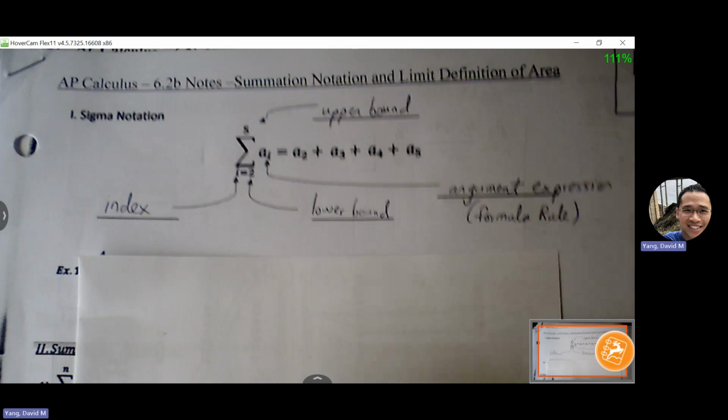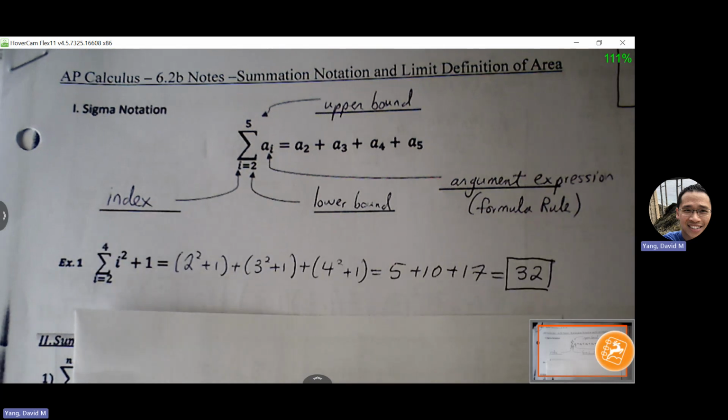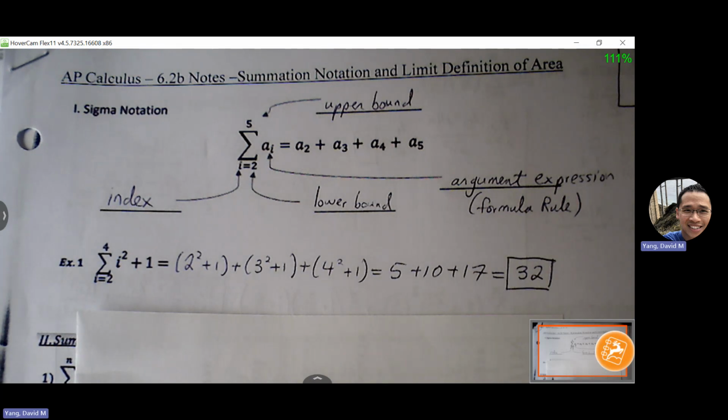Okay, so example 1, if I want to find the summation from 2 to 4 of i squared plus 1, then I'm inserting 2 in for i, getting that value, and then plus, that summation just means I'm going to add up the next term. And I'm always going to increment by 1. So if I start at 2, then the next value is 3. And I keep going until I reach my upper bound. So here, there are only 3 terms because I'm only going to go from 2 to 4.